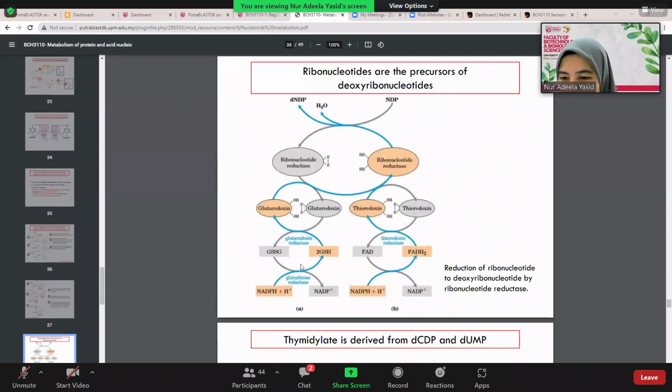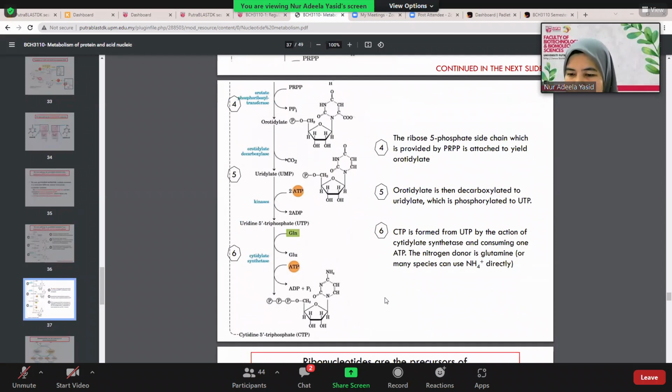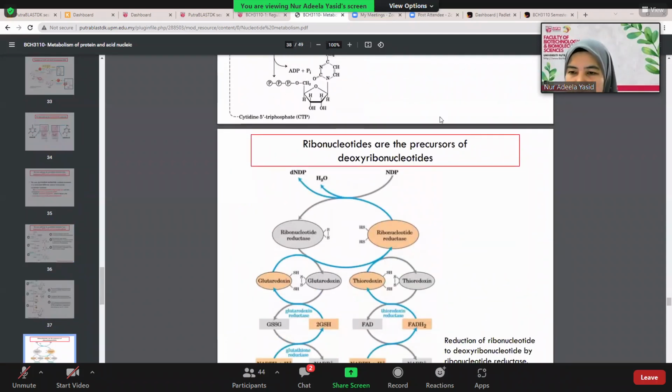Okay, so we have completed the pyrimidine biosynthesis. Next, let's move to the formation of deoxyribonucleotides.